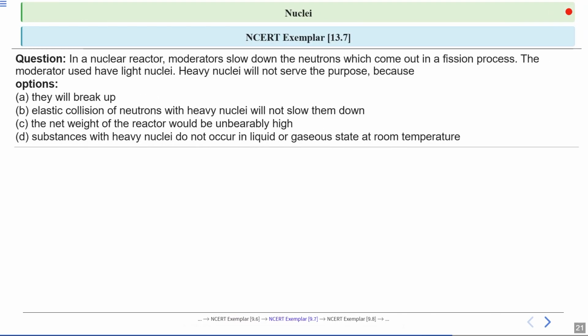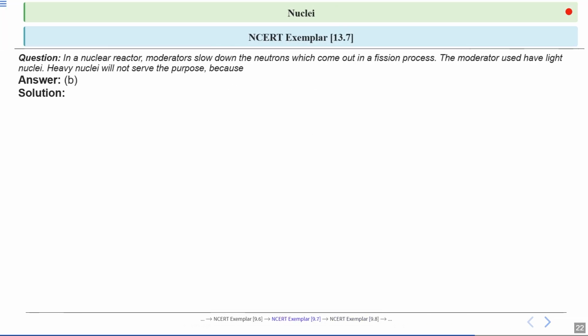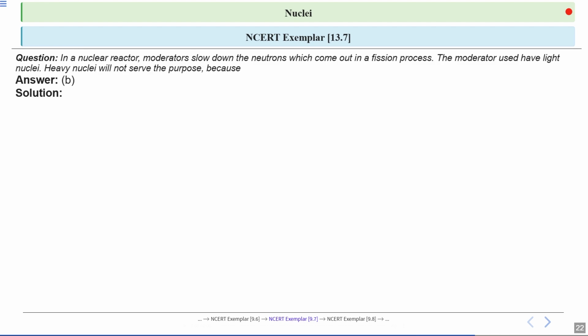Next, Exemplar 13.7. In a nuclear reactor, moderators slow down the neutrons which come out in a fission process. The question is why the moderator used has light nuclei, and why heavy nuclei will not serve the purpose. Four options are given and you have to choose the correct one. So option B is the correct option.